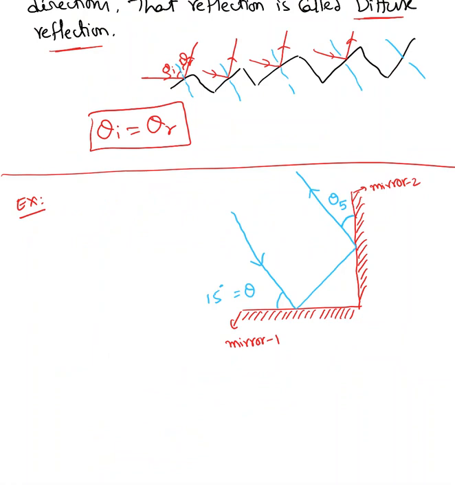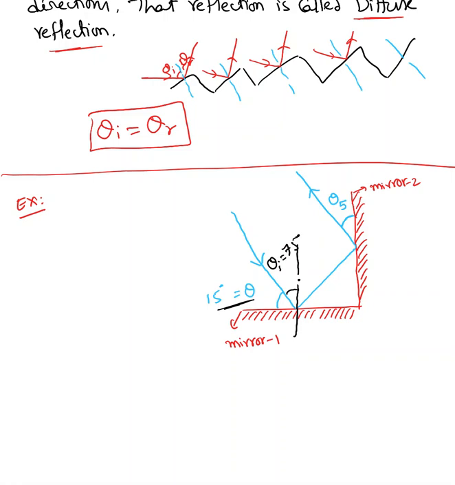Here is an example. There are two mirrors, mirror 1 and mirror 2. A light ray is falling on mirror 1 with an angle of 15 degrees. The question asks us to find theta phi. The given angle is not the angle of incidence. Remember, the angle of incidence is always the angle the light ray makes with the normal. So this is theta I. Can you tell me what theta I is here? The angle to the normal must be 90 degrees, so theta I is 90 minus 15, which is 75 degrees.